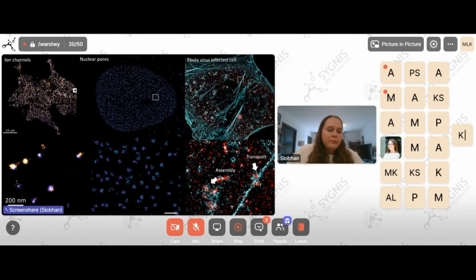So the last example, I'm going to go through in a lot more detail on the upcoming slides, but here we have applied super-resolution dSTORM to look at virus particles in an infected host cell. Here you can see the whole cell with the virus particles, but you can also see a magnified area where we can start to identify virus assembly points, but also start to look at their transport mechanisms at this single molecule level.